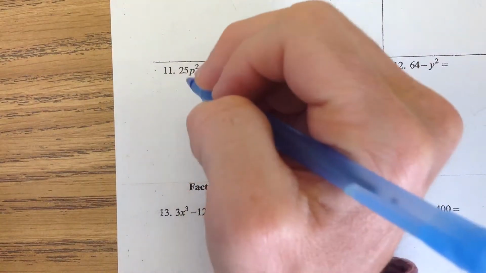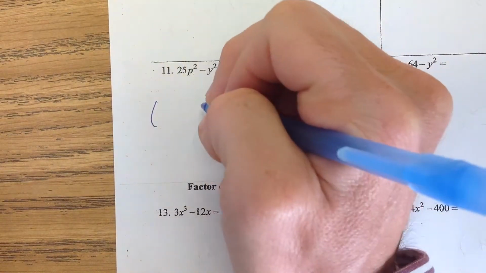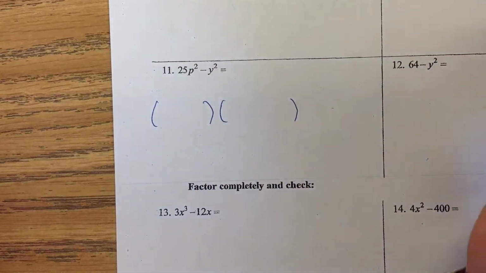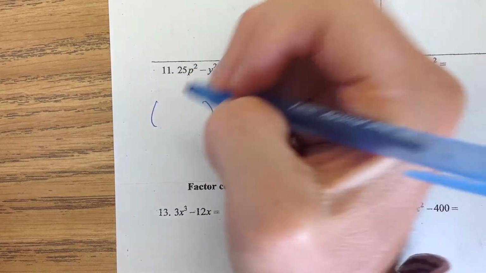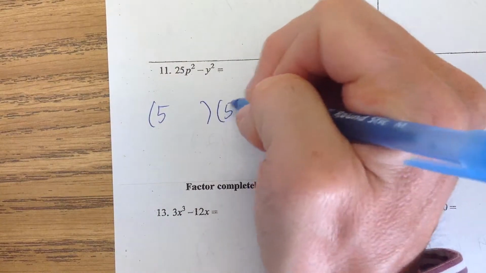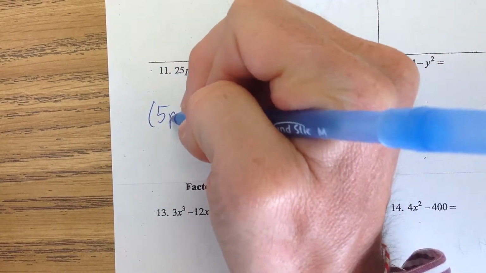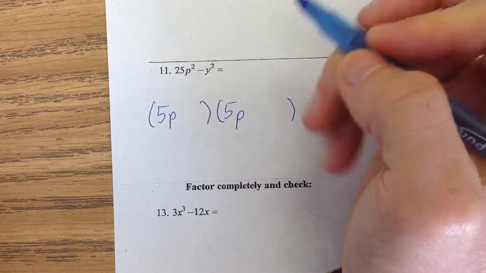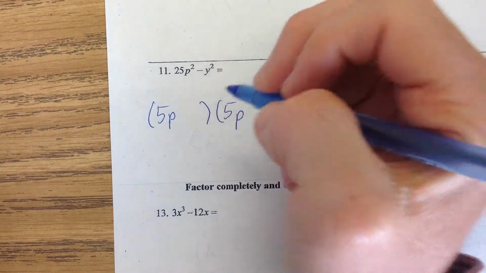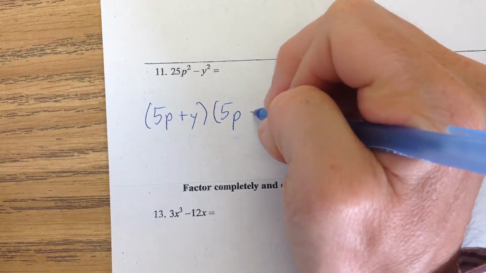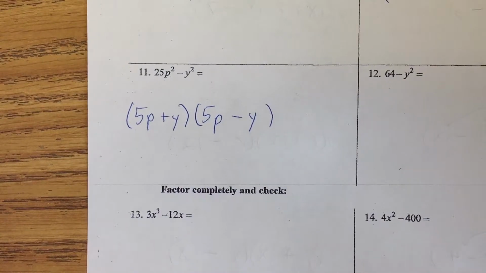Alright, let's see here, set up our double parentheses. 25p squared, well 25 is going to be 5 and 5, and then p squared is just going to be p and p. And then we have y squared, so that's going to be plus y and minus y.